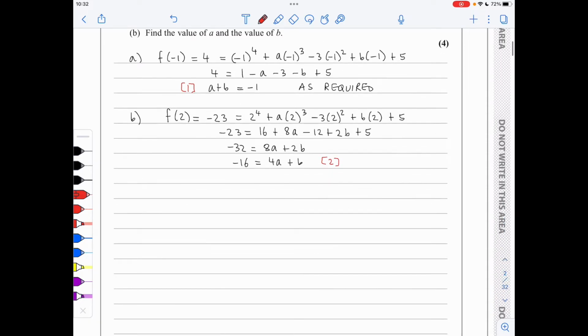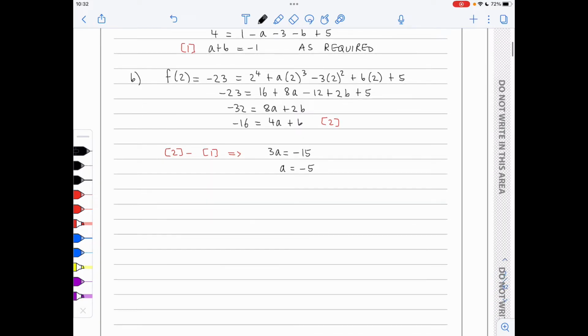I can deduct 1 from the other, so 2 minus 1 is giving me that 3a is -15, which means that a is -5, and then I will substitute the -5 into the first one, and I've got that -5 plus b is -1, which means that b is 4.